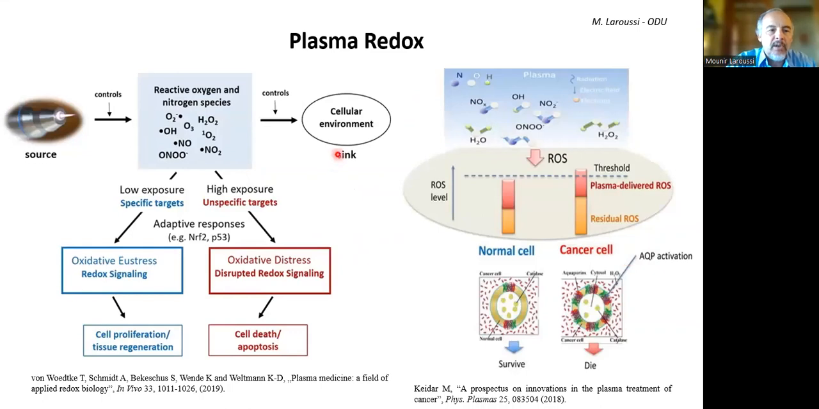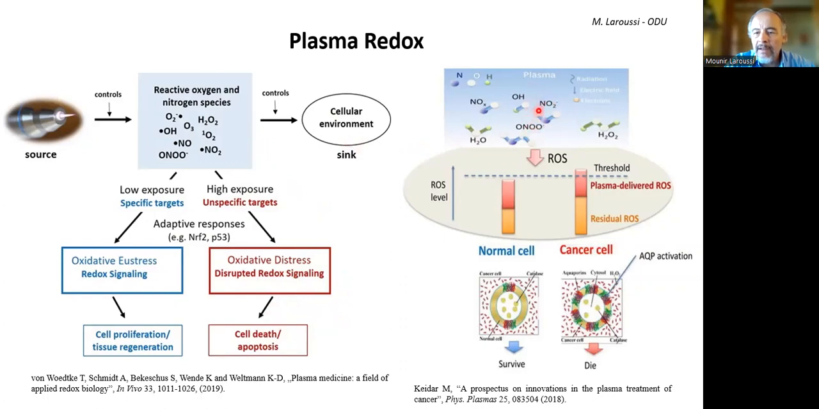So the situation is this. You have a source that will give you the ROS and the RNS, and with some control, you can deliver it to the sink, which is the actual target, the cellular environment, and it depends on the dose that you deliver. For low exposure, you can actually cause a beneficial effect, which we call eustress, which helps healthy cells proliferate, and tissue regeneration. But for high exposure, you can cause distress, and so you have disruption of the redox signaling that can lead to cell death, apoptosis, maybe even necrosis.